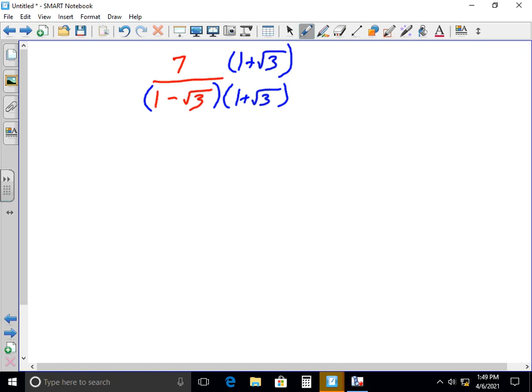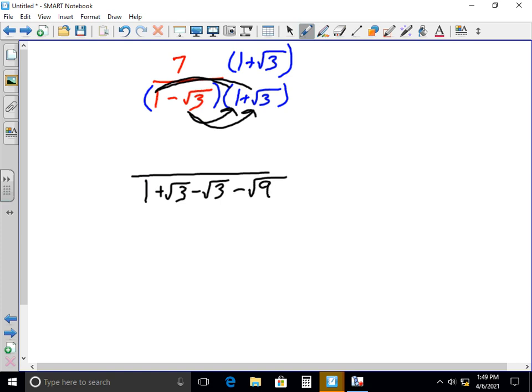So let's do the bottom first. If we distribute on bottom, 1 times 1 is 1. 1 times root 3 is root 3. Negative root 3 times 1, a negative times positive is negative root 3. Negative times positive is negative, and root 3 times root 3, we could call that root 9, or you might say, if I do root 3 times another root 3, I've got a pair of 3s, so a 3 comes out. Either way, what's the square root of 9? 3. So it would just be a minus 3. That's right.